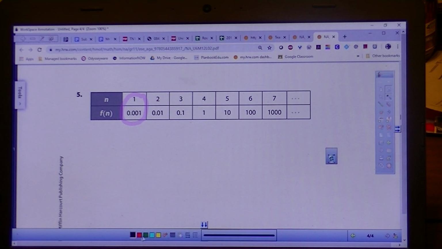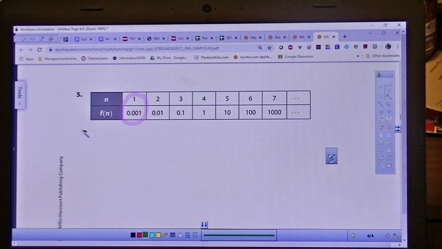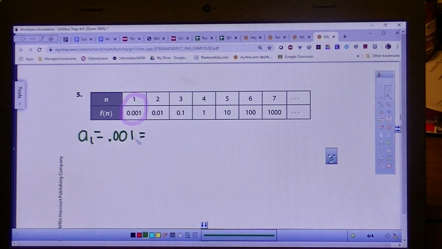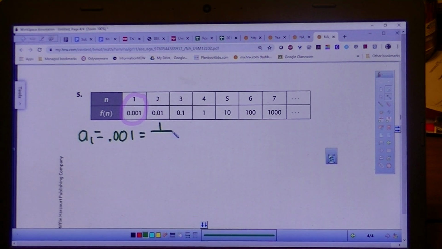And this is how I want you to see your work done, okay? Let's see, we want to say it's A sub 1 equals 0.001. How else could you write that? Well, this is tenths, hundredths, thousandths. So this is 1 over 1,000. Just another thought. Okay, now what is the R value?